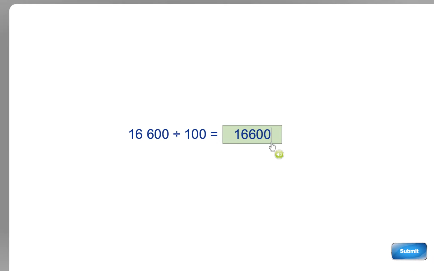16600. There's the decimal point. We're dividing by 100, so there's 2 zeros here. So we're going to move the decimal point once, twice. It's not just taking off zeros. You might think it is, but it's not that, because sometimes the numbers don't end tidily in zeros.